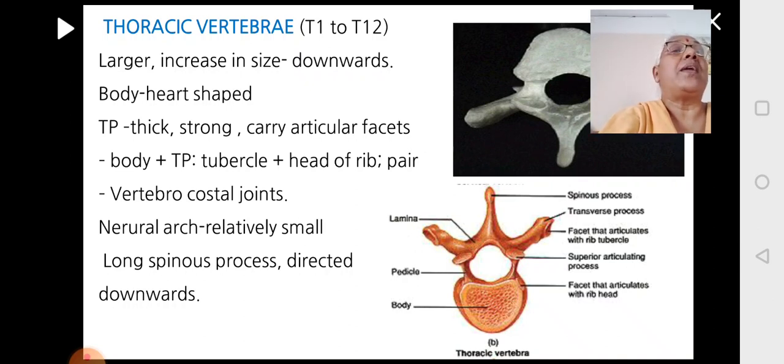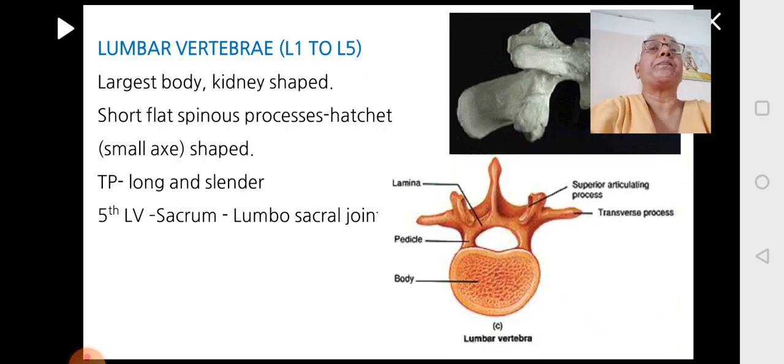Then you have the superior articulating process, which will articulate with the inferior articulating facet of the previous vertebrae. Then you have the transverse process and the spinous process, which is long and directed downwards.